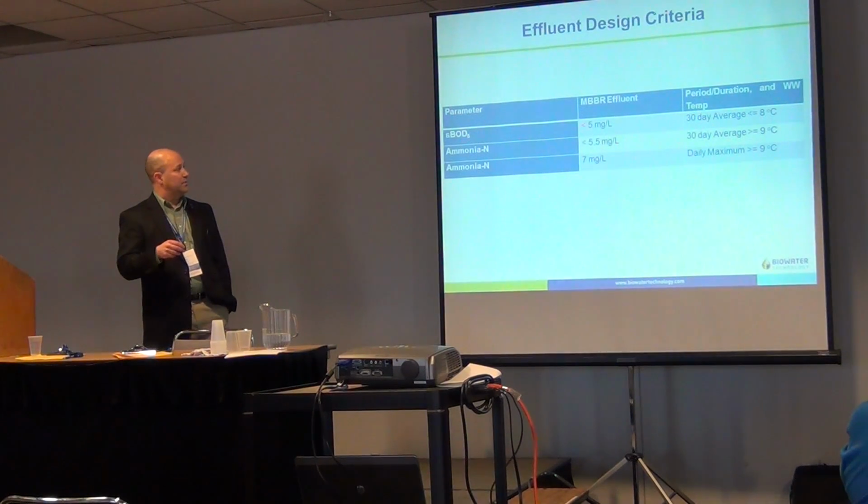From an effluent standpoint, BOD all year round has to be less than 5 milligrams per liter, and the ammonia has to be less than 5.5 in the summer, and less than 7 milligrams per liter in the winter.